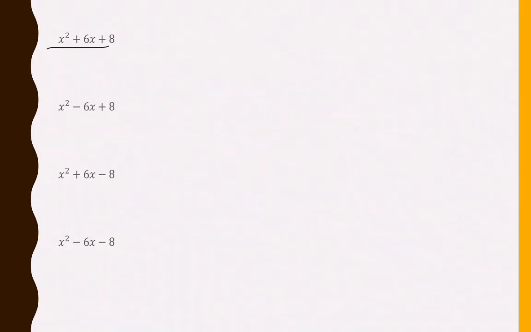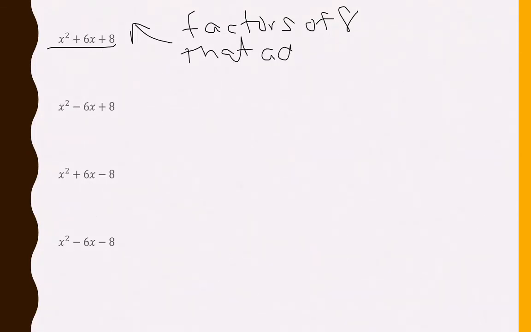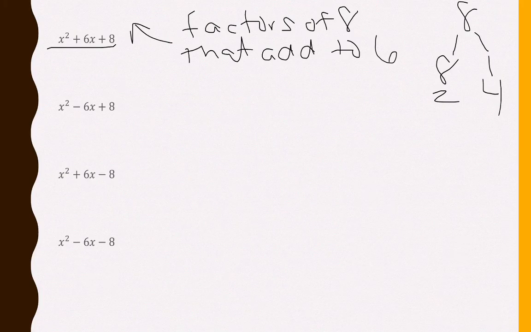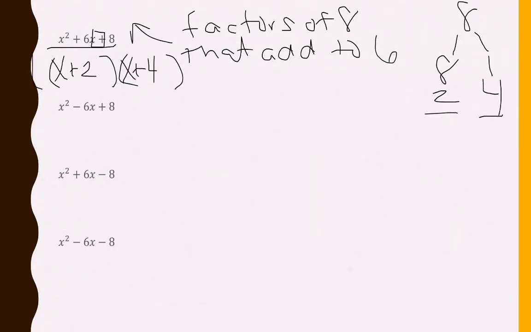If we take a look at this first one, what we really are saying here is we want the factors of 8 that add to 6. Factors of 8 include 8 and 1, and 2 and 4. So do we have any factors that can add to 6? Well, we'd be looking at 2 and 4. So when we factor these, we get x plus 2 and x plus 4. That would be a completed factoring problem.